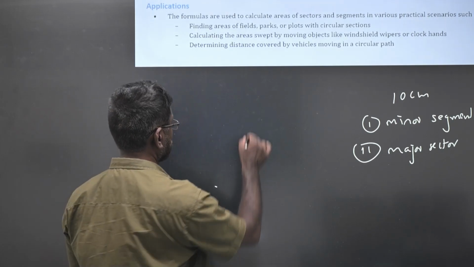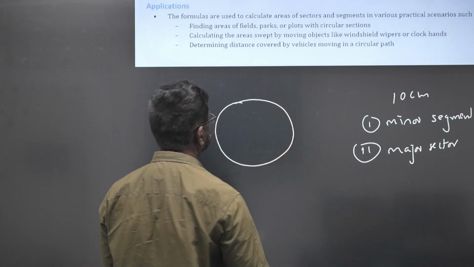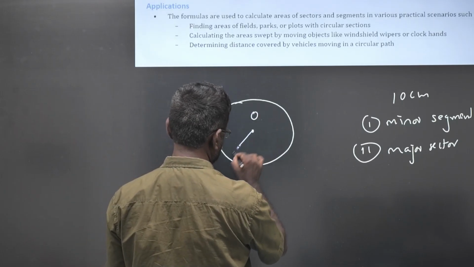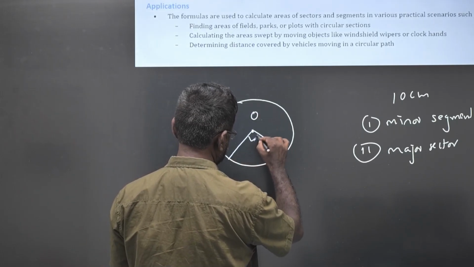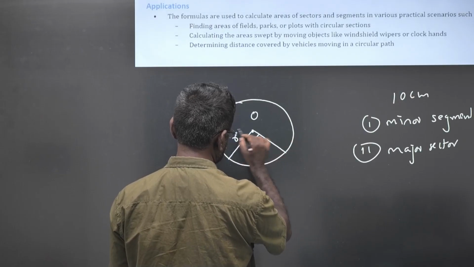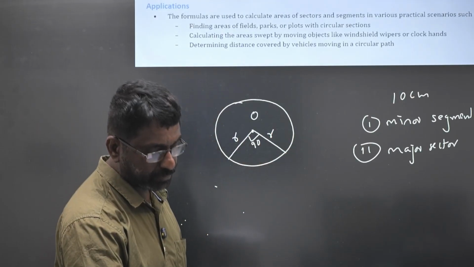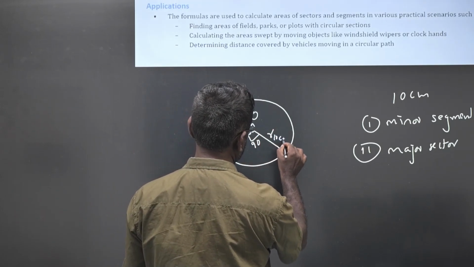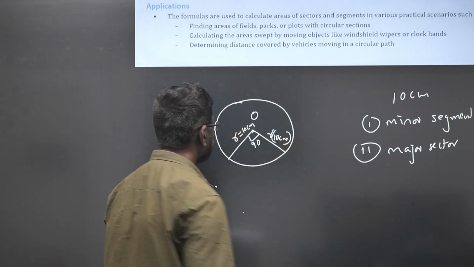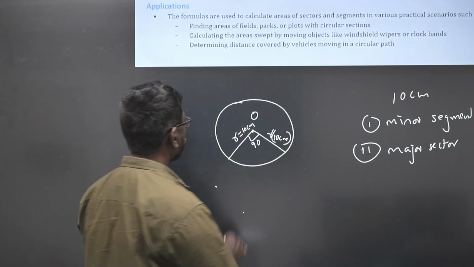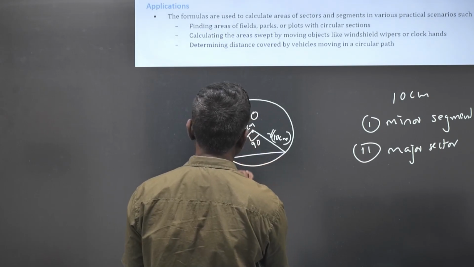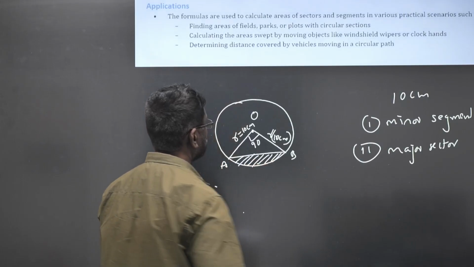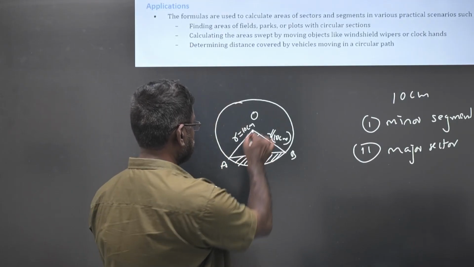Suppose this is our circle with the center. This is the center O. These are the radii. This makes angle 90 degree. That is given in the question. The radius is given as 10 centimeter. And join this AB. This is the segment part, and this is the sector part.